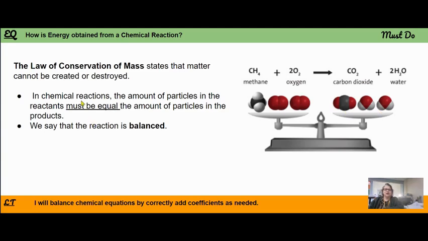Okay. So in chemical reactions, the amount of particles in the reactants must be equal to the amount of particles in the product. If they are, we say the reaction is balanced.